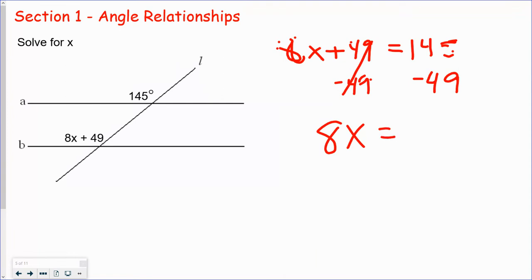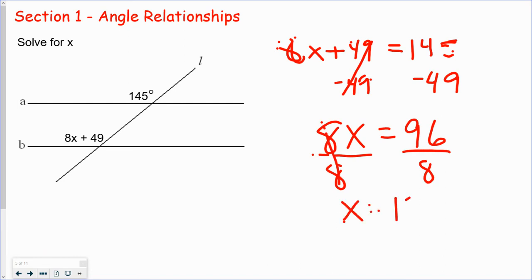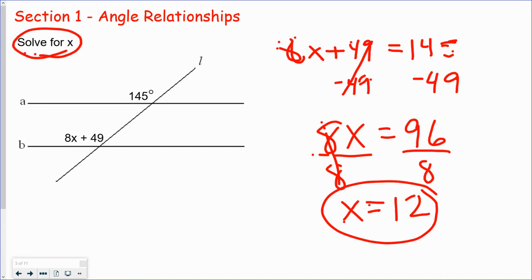8x equals, and that would be 96? 96. Then at that point, I divide by 8 on both sides, and I get x equals 12. So x equals 12. Now, in this case, they're saying solve for x, so that's where I leave it. If I actually wanted to find the angle, I would have to do 8 times 12 plus 49, which actually we know is 145.